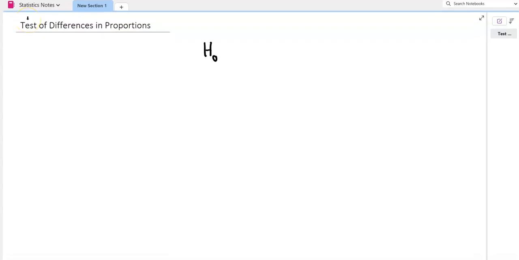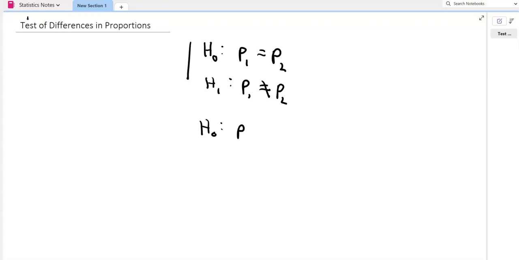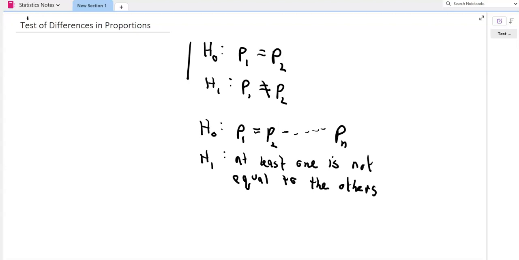Our null here will be that the proportion of one population equals the proportion of the other, and the alternate is that the proportions are not equal. We're going to start with this one, and then in another example, we will see if multiple proportions are equal to each other or not. In that null, all the proportions will be equal, and the alternate is at least one of them is not equal to the others.